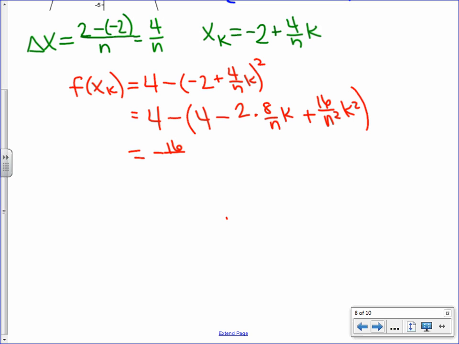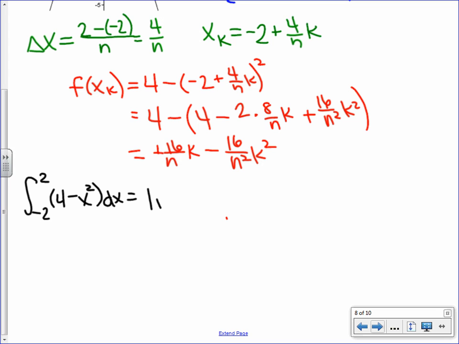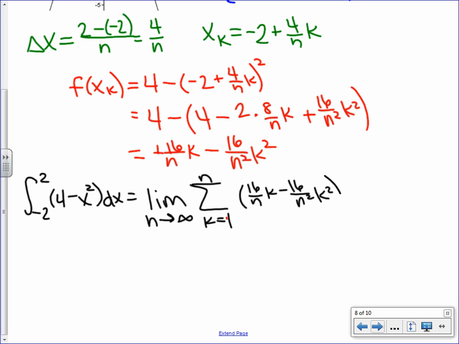Plus 16. It would be positive 16. Minus 16 over n squared k squared. Okay. So now the integral from negative 2 to 2 of 4 minus x squared dx is the limit as n approaches infinity of the sum k equals 1 to n of our function and times our thickness.